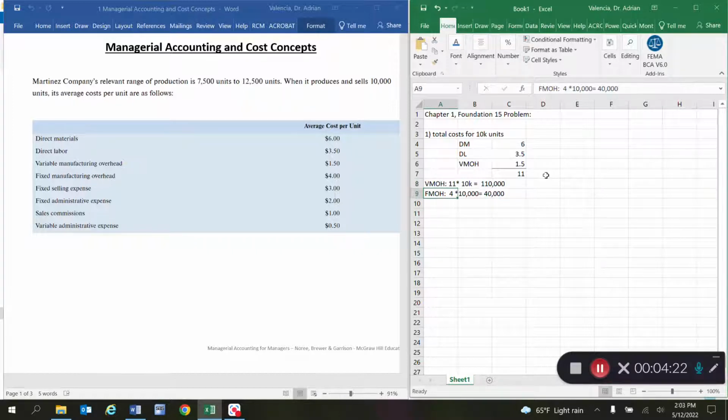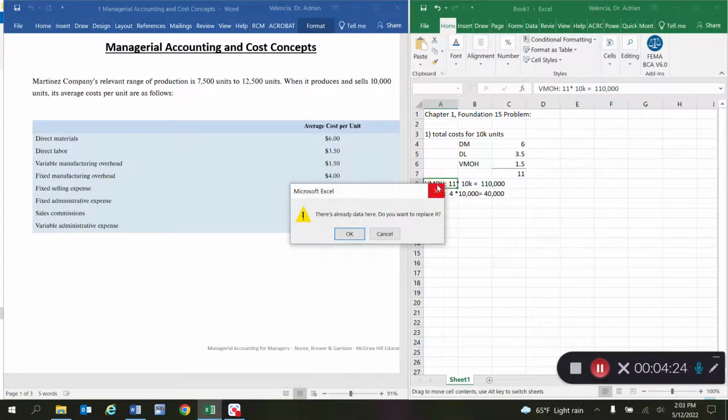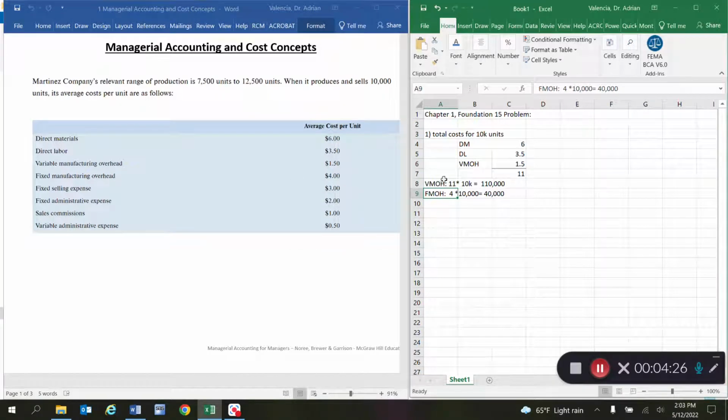So the combination of the variable manufacturing costs of $110,000 and the fixed manufacturing overhead cost give us a total manufacturing costs or total production costs of $150,000 at the production level of 10,000 units.